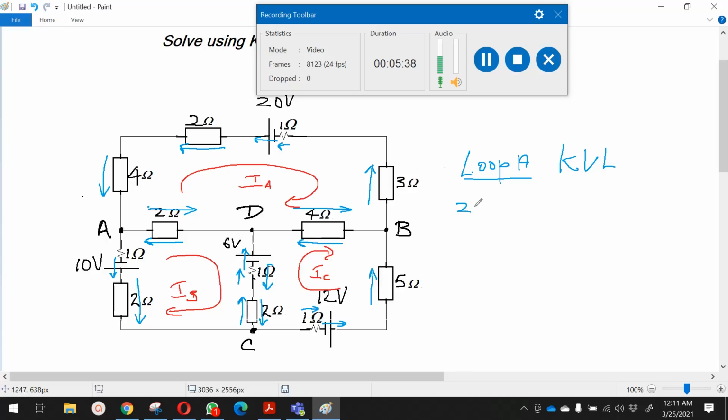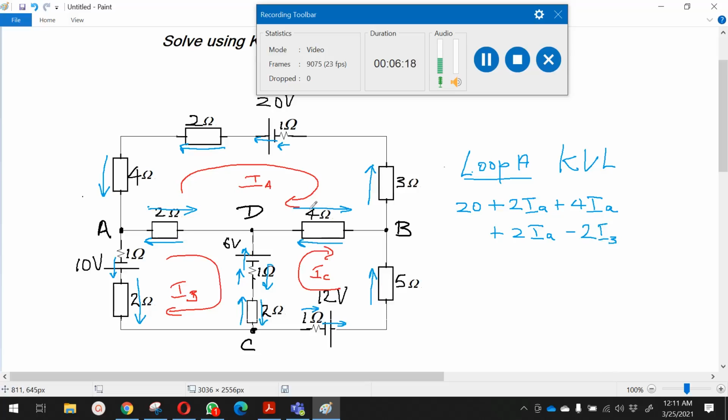So I have 20 plus 2IA plus 4IA plus 2IA, and I have another voltage here which is 2IB, but we're going against it. So I'll say minus 2IB. So you see this one is positive and this one is negative.